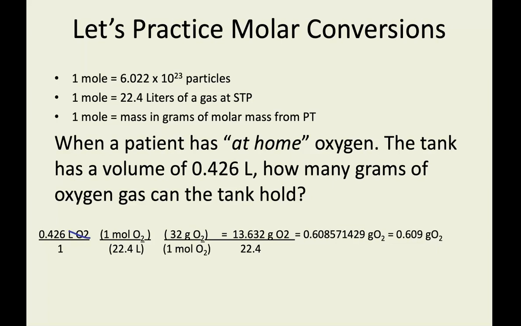So your liters, I took my liters. I took that known ratio, that 22.4 liters of any gas is a mole. My liters cancel out. Then my moles cancel out or diagonally drop. And then I put this over 32 grams because it's O2, not just oxygen. So once I multiplied across the top, I got that. On the bottom, I had 22.4, divided them, and then rounded to 3 significant figures.